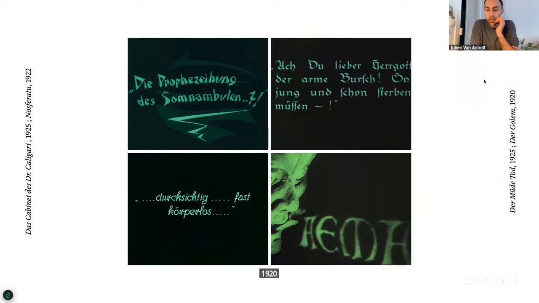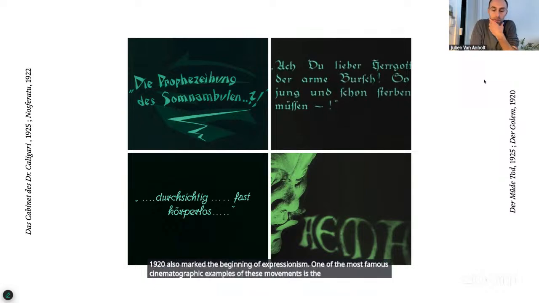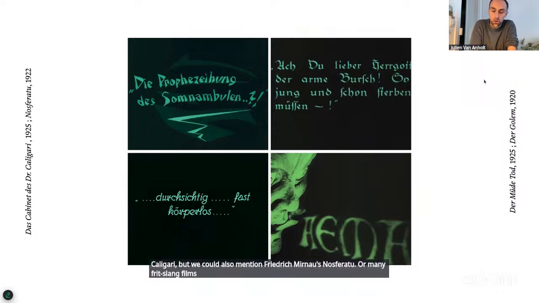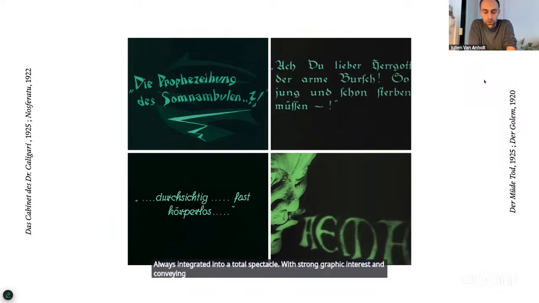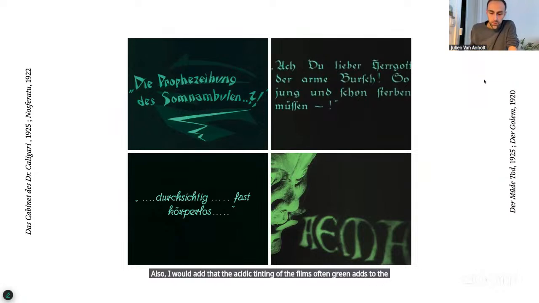1920 also marked the beginning of Expressionism. One of the most famous cinematographic examples of this movement is the Cabinet of Dr. Caligari, but we could also mention Friedrich Murnau's Nosferatu, or many Fritz Lang films in which we discover some of the most expressive intertitles, always integrated into a total spectacle with a strong graphic interest and conveying new forms and shapes that echo the sets. Also, I would add that the acidic tinting of the films, often green, adds to the garish experience.